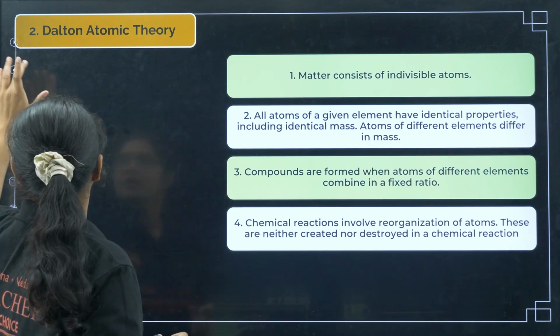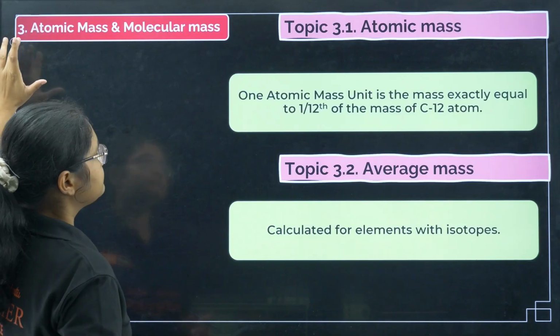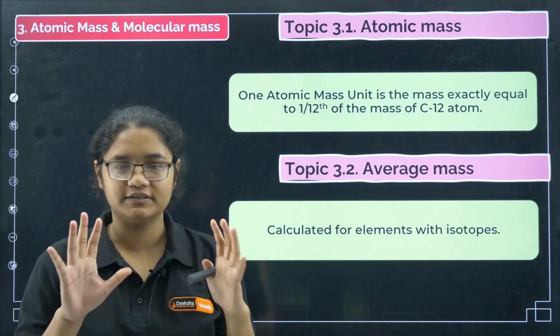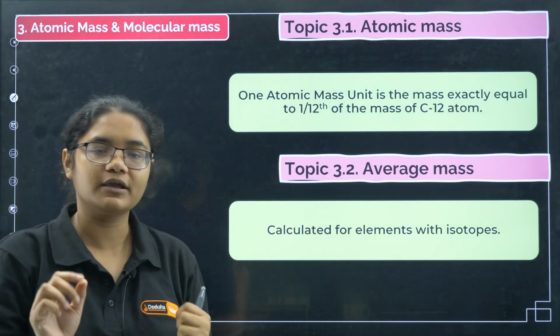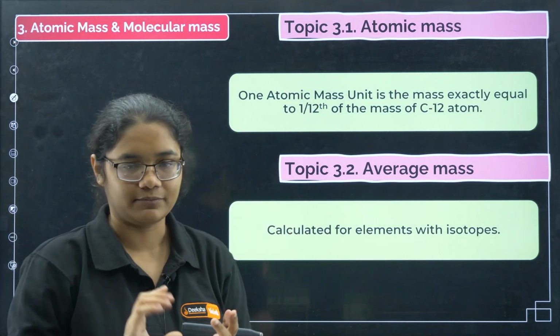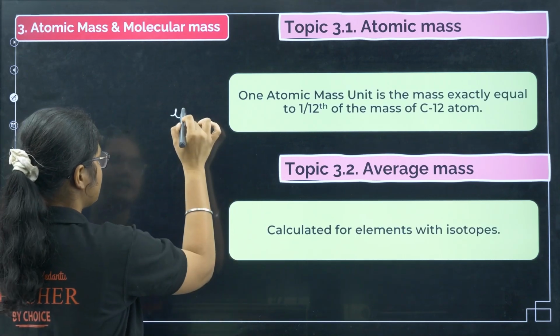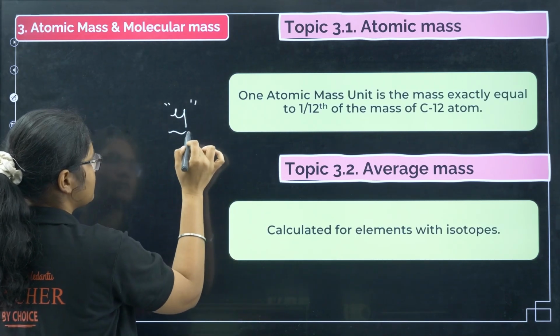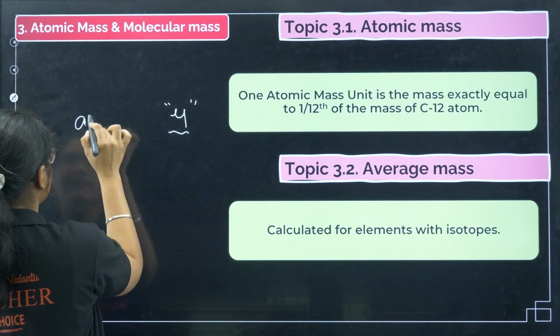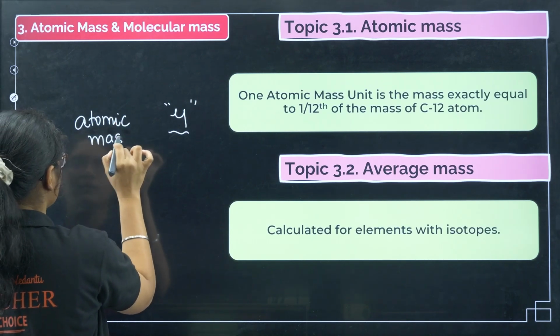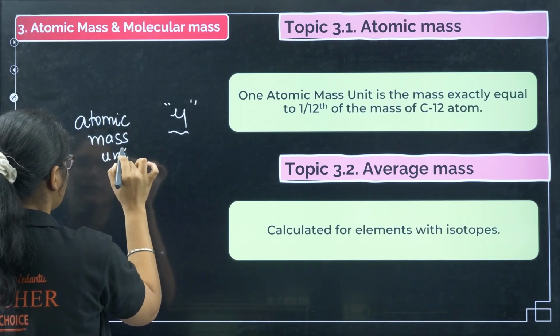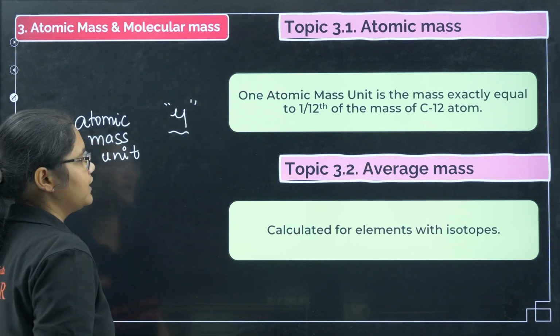Clear? Next, we have atomic mass. It's very simple, you need not remember all these definitions. Atomic mass is the mass of one atom of any element. Its unit is atomic mass unit, amu, also written as u.